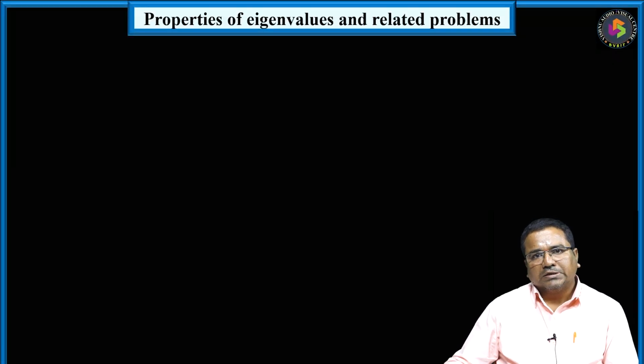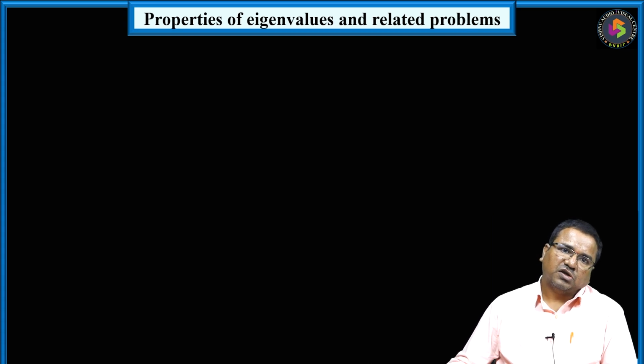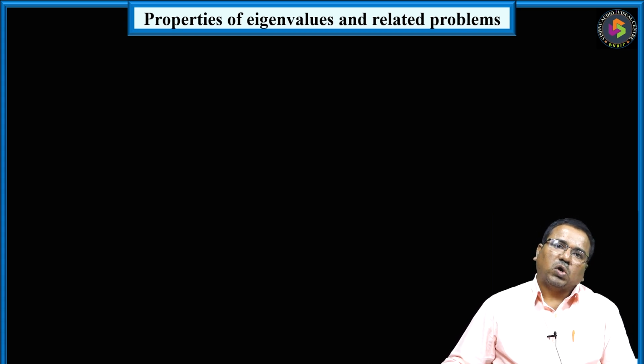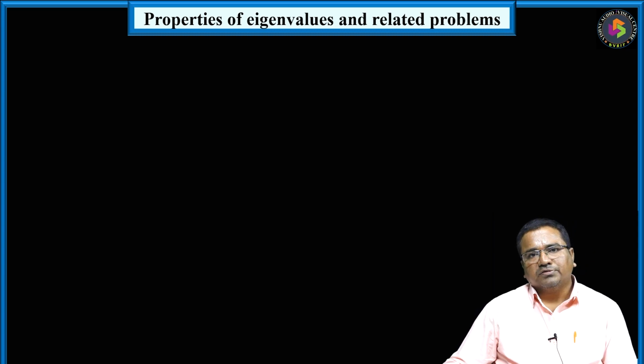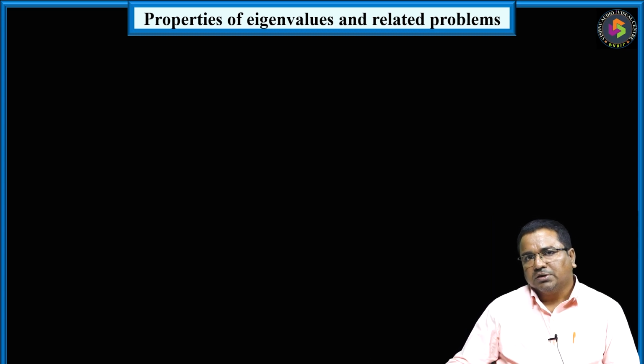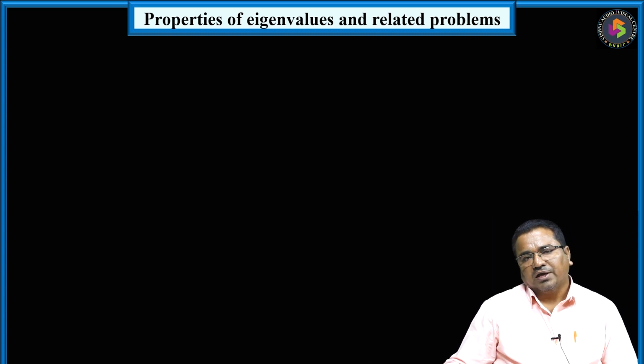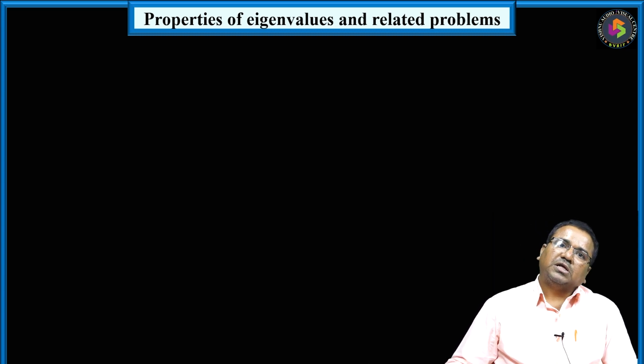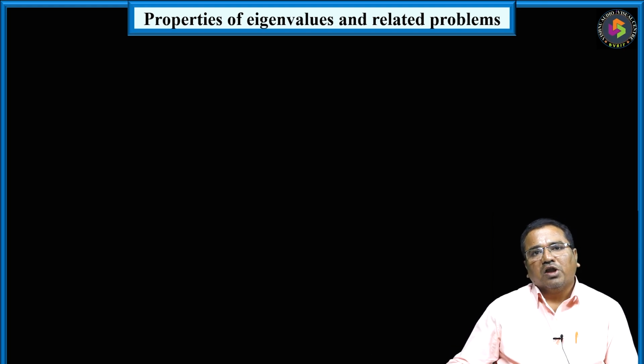Before going to today's class, I will recall the previous topic. I covered the definition of eigenvalues and eigenvectors, their significance, and some applications. Let me recall the definition once more: a non-zero vector x is said to be an eigenvector of a matrix A if there exists a lambda such that Ax is equal to lambda x. This is the mathematical definition of eigenvalues and eigenvectors.